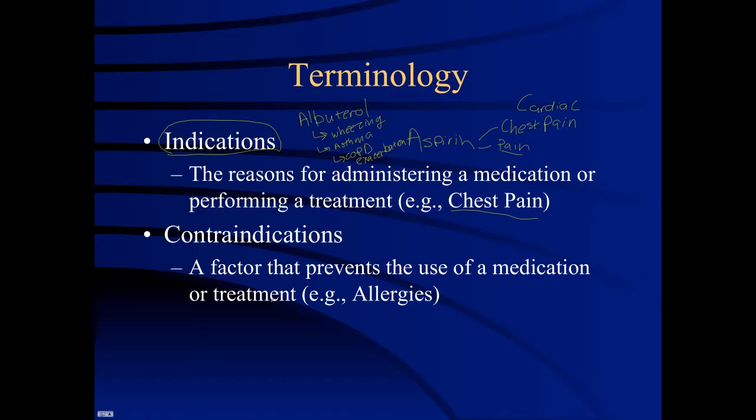A contraindication is something that prevents the use of a medication, basically a reason not to treat or not to give a medication. And that's a contraindication. For example, a reason not to give aspirin to somebody is that they're allergic to it. If somebody has an allergy to aspirin, then you don't give it. That's a contraindication.